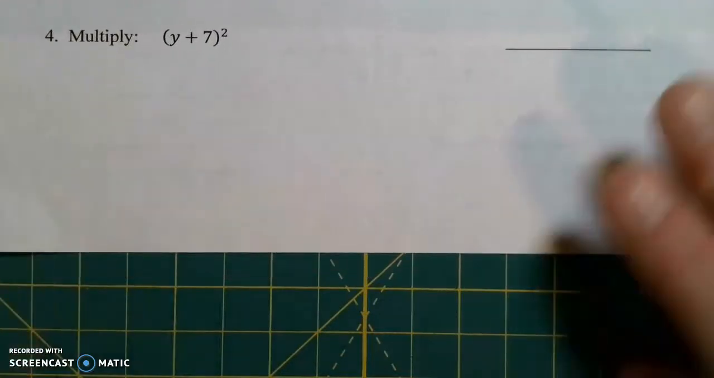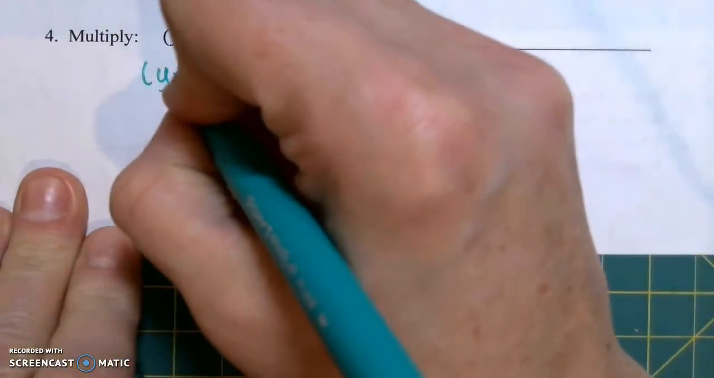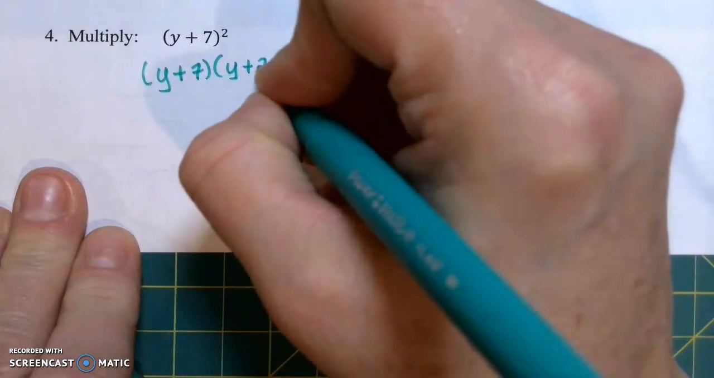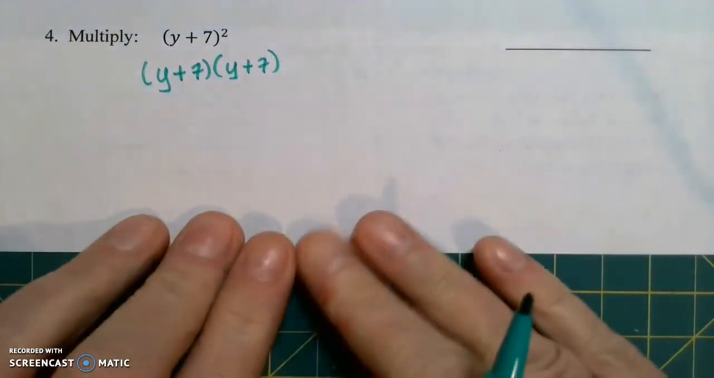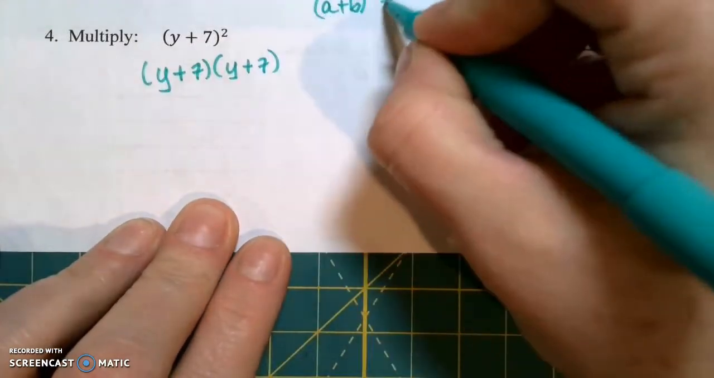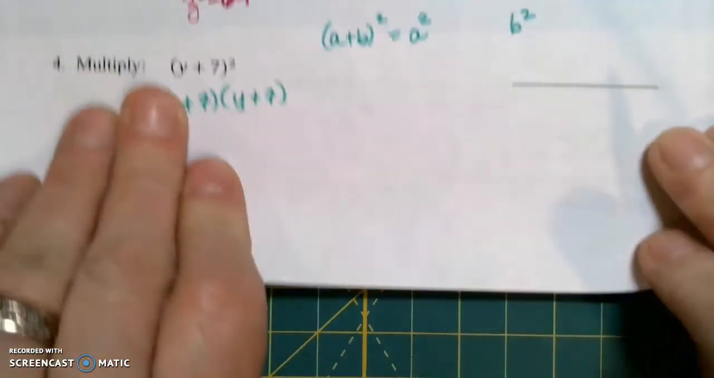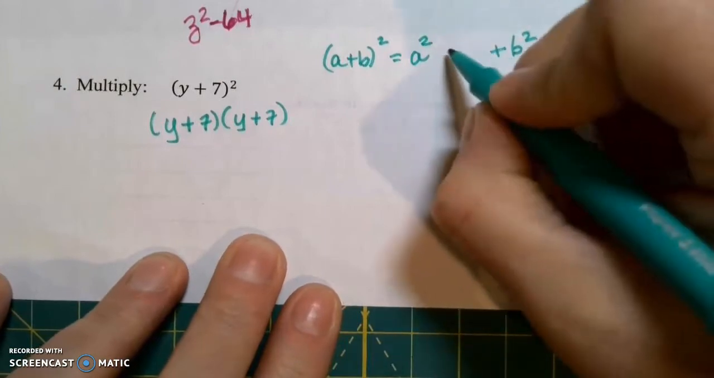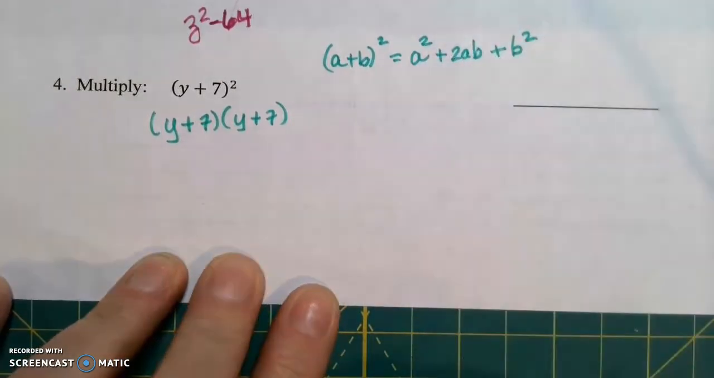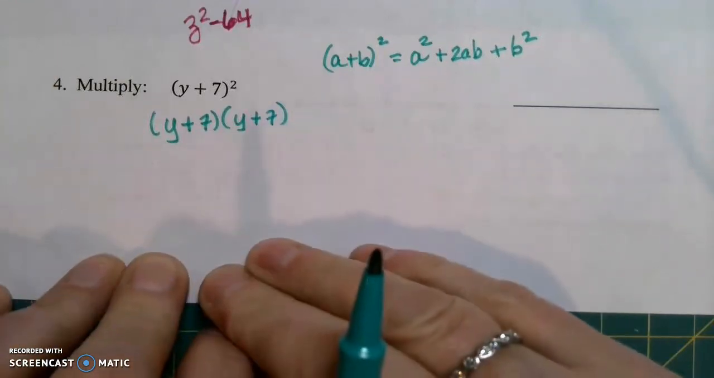Number 4, we have y plus 7 quantity squared. And remember, that means we're going to take that entire binomial and multiply it by itself. There is a shortcut for this one. If you have a plus b quantity squared, that will be the first term squared, the last term squared, and then the middle term is twice the product of those two. So it'd be 2ab there. But you can always just FOIL this out and you will get to the same place.